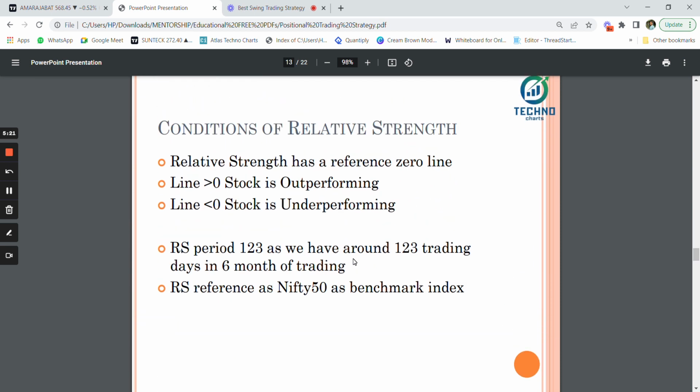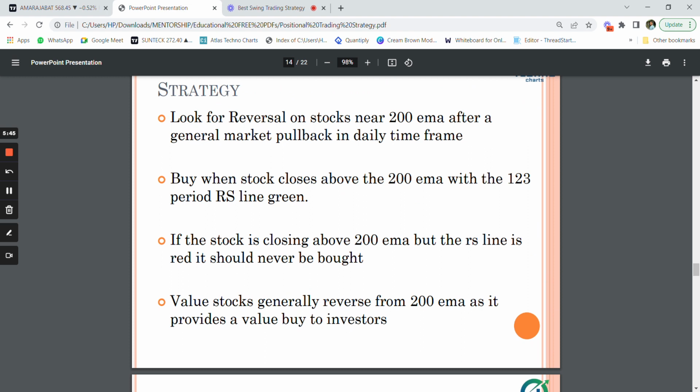Now, basically, the conditions of relative strength are: relative strength has a reference zero line. If the line is greater than zero, then the stock is basically in the buy zone, and it is an outperforming stock. Whenever the line is below the zero line, the stock is an underperforming stock. The relative strength period that we are going to use is 123, because there are around 123 days in 6 months of trading, right? Okay, so what is the strategy here?